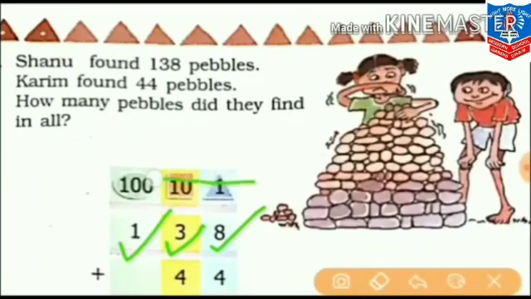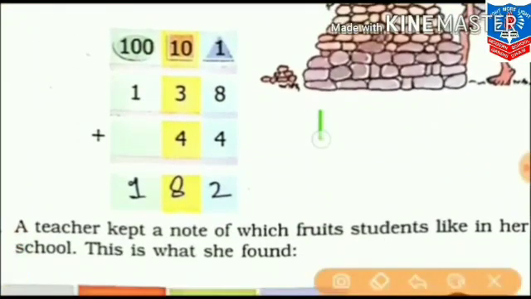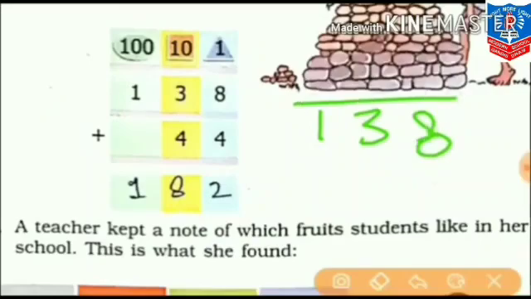Again children, see 138, how it is written at the hundreds place, tens place and at the units place. 44 में 100 का place है? नहीं. So it's only written as units and tens. Now whenever you add, we have already learned we start from the unit side. हम right hand side से add करना शुरू करते हैं.